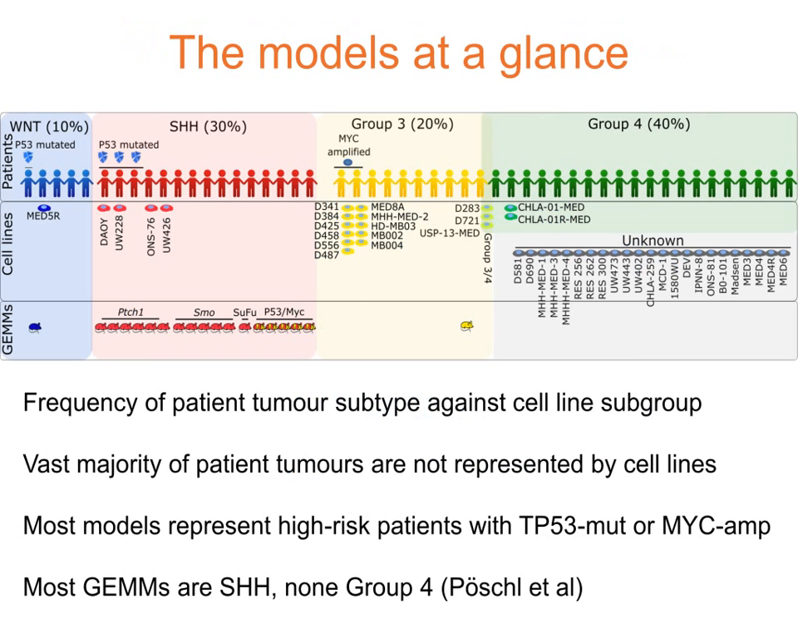If we look at the bigger picture and compare the frequency of certain types of medulloblastoma tumors in patients versus the number of available cell lines, we can see that tumors with MYC amplification and mutations in p53 are overrepresented in cell lines. There are many genetically engineered mouse models which cluster close to Sonic Hedgehog tumors, but none for group 4. Critically, patients with Wnt tumors, group 3 tumors without MYC amplification, and especially group 4 tumors are underrepresented by preclinical models of medulloblastoma.